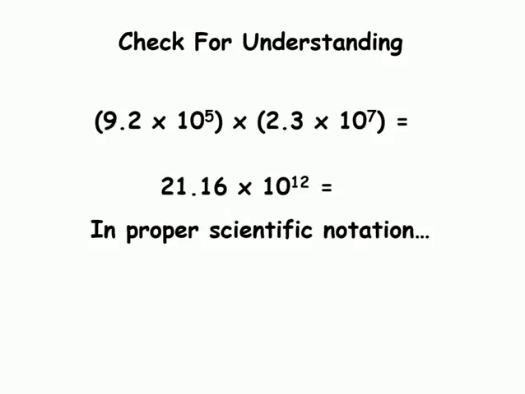So if we were to put this into proper scientific notation, our m value would have to be between 1 and 10. So we'll move the decimal one place to the left. We'll have to adjust our exponent accordingly. But we'll end up with 2.116 times 10 to the 13th power.